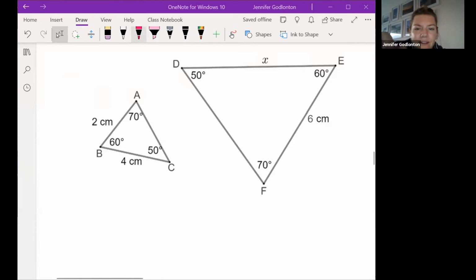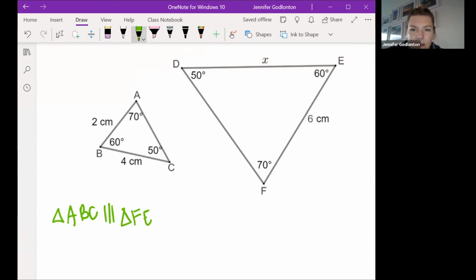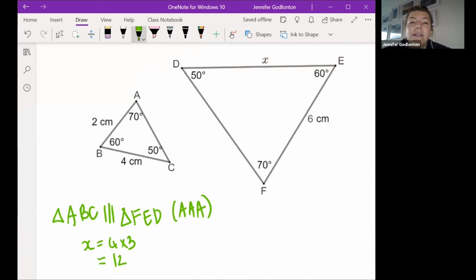Okay, Apiwe. Talk to me. What am I going to write? So first you're going to say triangle ABC is similar to triangle FEG. Okay, hold on. ABC is similar to triangle FED. Perfect. My reason? AAA. Perfect. Okay. Therefore, what is X going to equal? Therefore, X is equal to 4 times 3, which gives me 12. 12 what? 12 centimeters. Thank you. Nice job. Perfect, Apiwe. Thank you. Nice to hear from you.